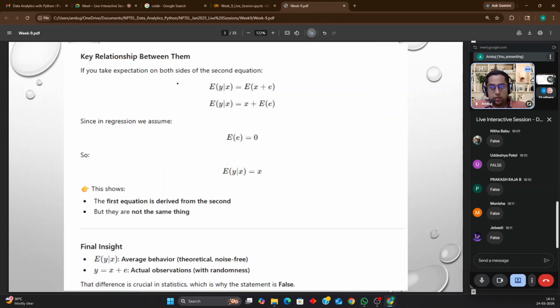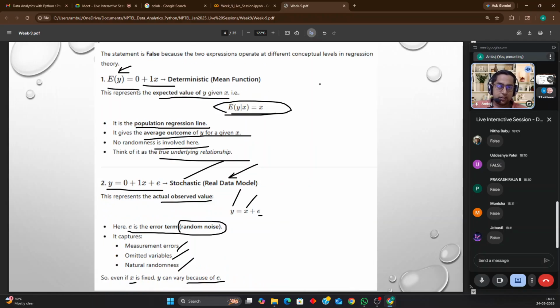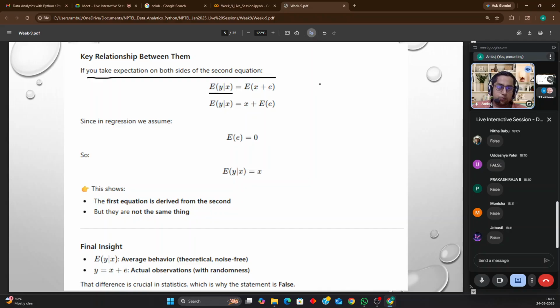Now you see, if you take expectation on both sides of the second equation, expected value of y given x, that is not an issue. Expected value of y given x will be equal to, since y is equal to x plus e, the expectation of x plus e. So the expected value of x with respect to x will be x only, so x will come out. Then we come to the expected value of the error. In regression, you have to assume that the error is constant.